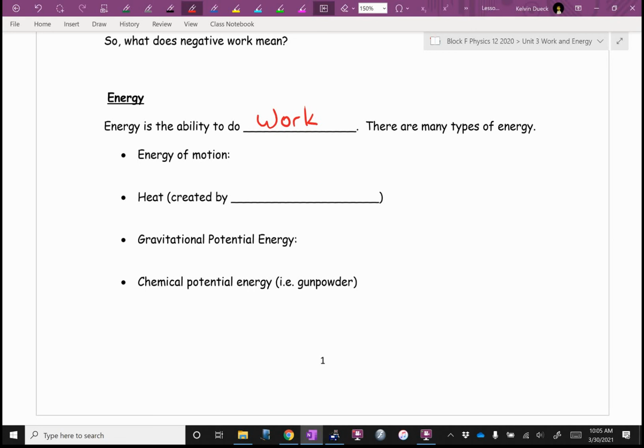There are many forms of energy. One of the most important ones is the energy of motion, which we call kinetic energy. My abbreviation for kinetic energy, Ren, is KE. And so if you look, Diego, on the formula sheet, if you see a KE in the work section, that's kinetic energy.